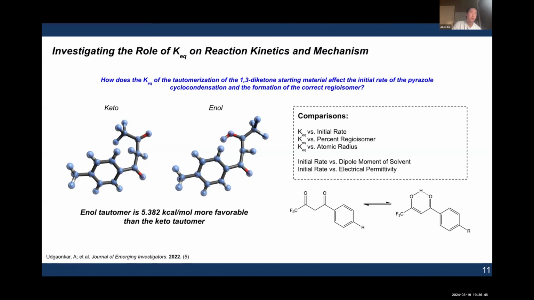Some factors we hypothesized could also correlate to these different variables include the solvent's dipole moments and electric permittivity, and perhaps even the atomic radius of our different metal triflate acid catalysts.